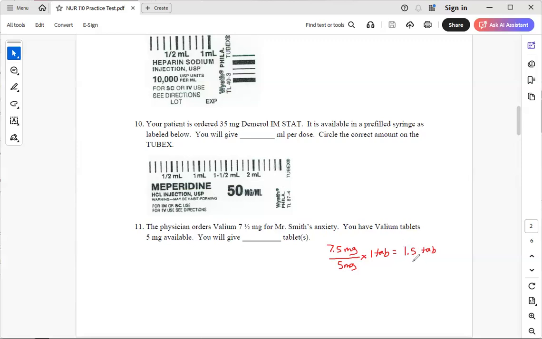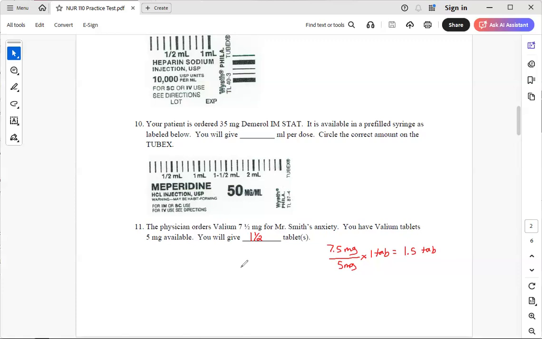So on your test for Blackboard, this is the number you would use, 1.5, because it'll tell you not to do a fraction. But if you're on a paper test, they may want you to write it as 1.5 tablets. You want to ask your instructor when you get to the point where you're doing a paper test. You're not doing a paper test. You're doing it on Blackboard, so you shouldn't have to worry about that nuance. Just make sure you read the directions if it tells you to just give the decimal answer.